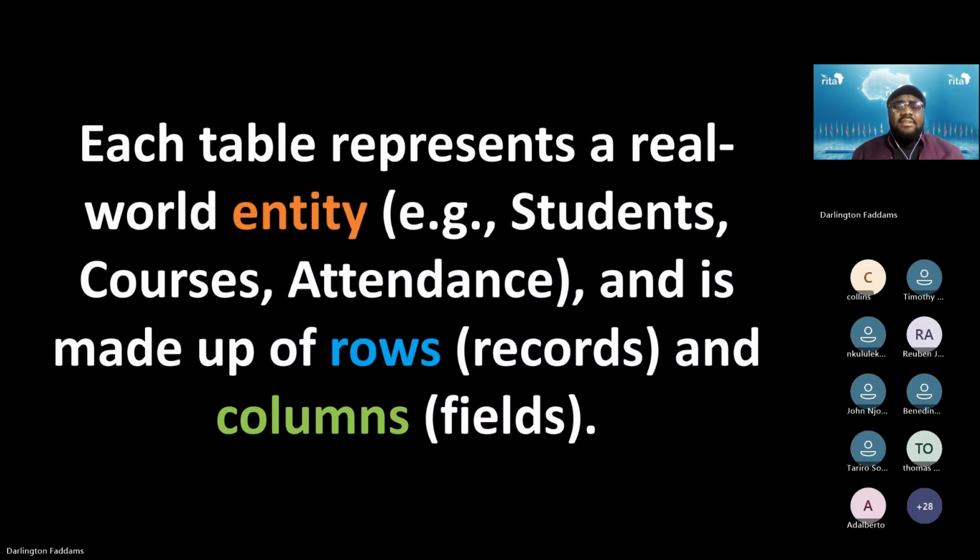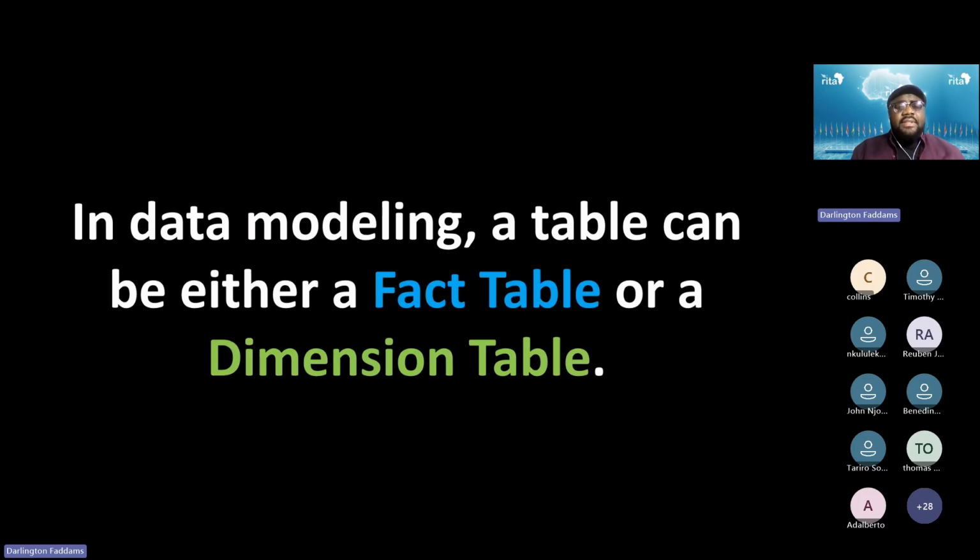Whether it's talking about students' profile data, personal information, or courses or attendance, or products or sales or orders. These are real-world entities, and each is made up of fields and records. As you get professional, you stop using rows and columns. You'll be using fields and records, and fields represent columns and records represent rows. Now, in Power BI and in data modeling, a table can either be a fact table or a dimension table.